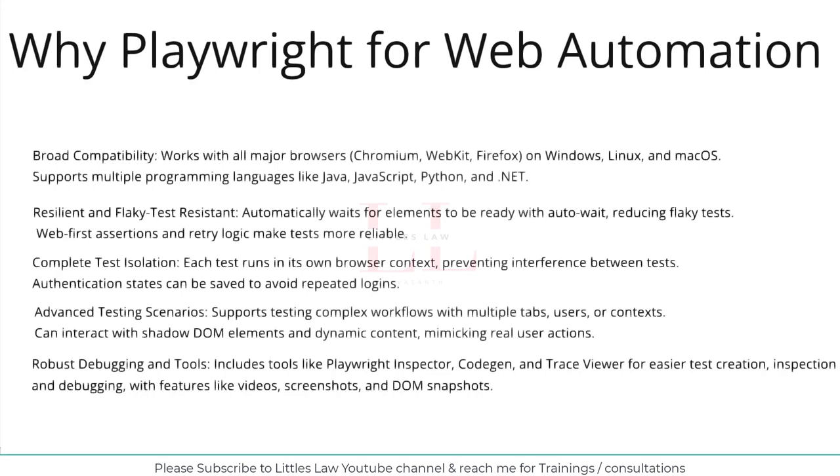And then finally, when it comes to debugging, it's a very great debugging tool. So how is it great? Playwright makes debugging easy with tools like Playwright Inspector, which lets you see what's happening during a test step by step. It also offers codegen, which can automatically write test scripts for you, and trace viewer, which shows you detailed information about test runs.